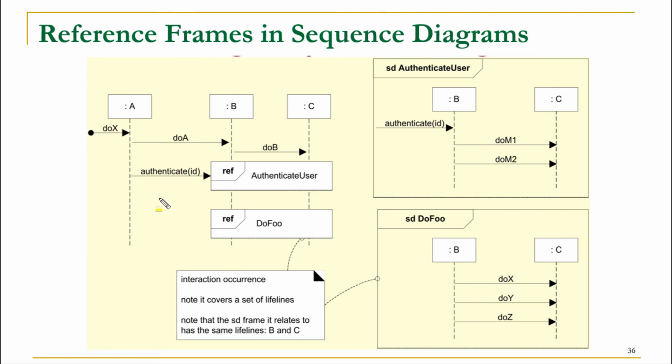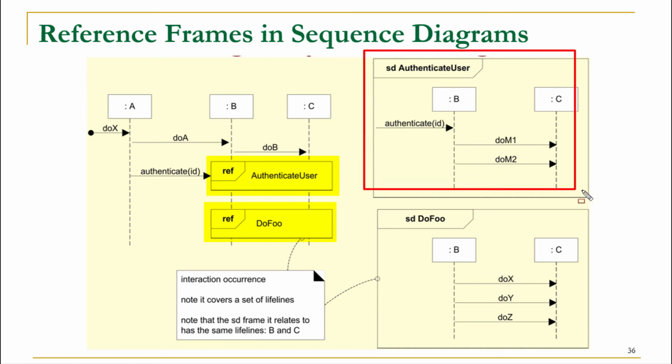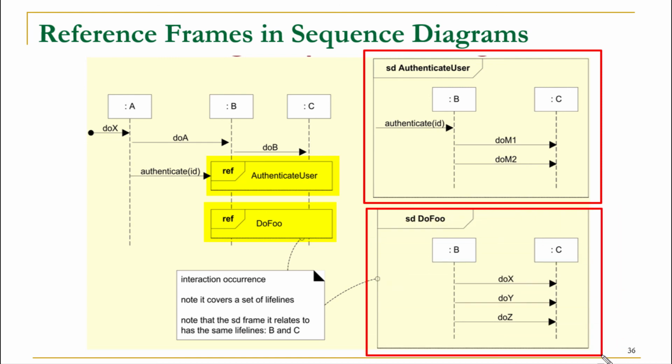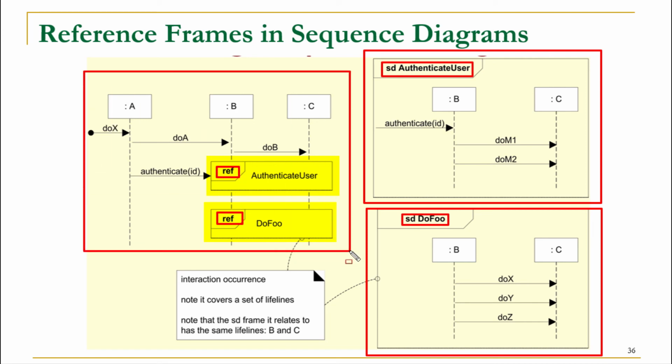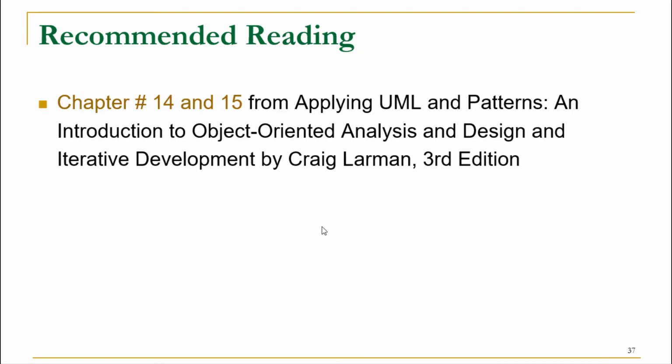If you think that a part of your sequence diagram needs to be separated into another diagram, you can use the reference frames. So in this example, I'm using two reference frames just to refer two different sequence diagrams from within this diagram. So what I can do is I will simply write two different sequence diagrams, and whenever required, simply by mentioning the name of those diagrams, I can use the reference frame and link them up with my parent sequence diagram. This will be it for now for the interaction diagrams.